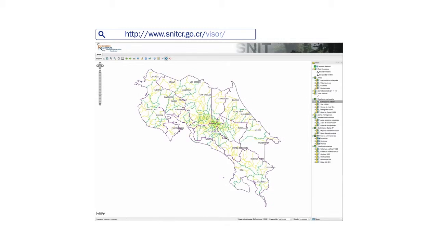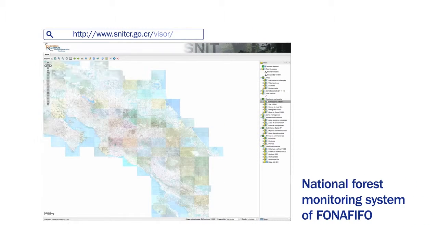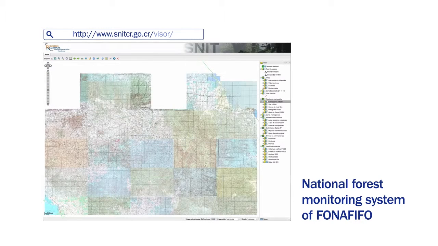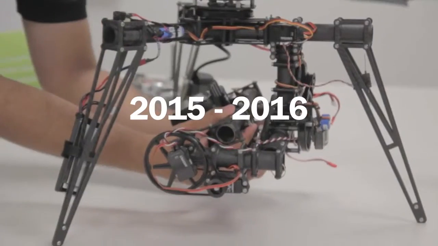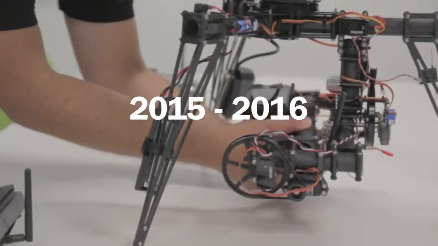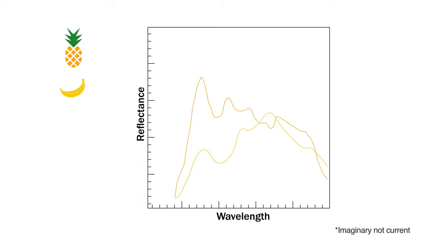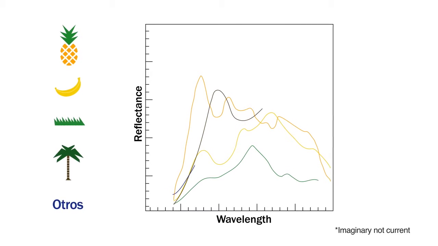The Land Use Change Monitoring System for Productive Landscapes of Costa Rica is linked to the National Forest Monitoring Systems of FONAFIFO and is being consolidated through gradual stages of growth. It began in 2014 with a preliminary study. During 2015, pineapple and banana spectral signatures are being developed, and new spectral signatures are to be incorporated in the following years, including pasture, palm oil, and other crops.